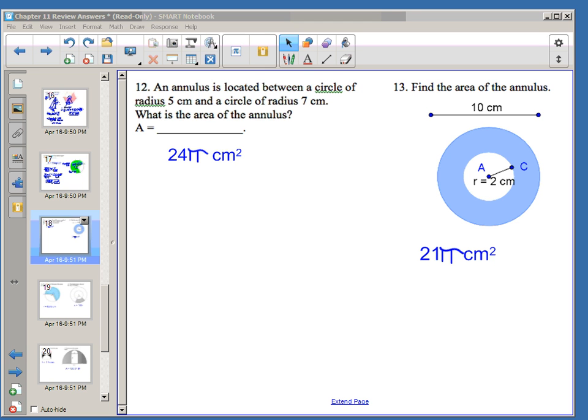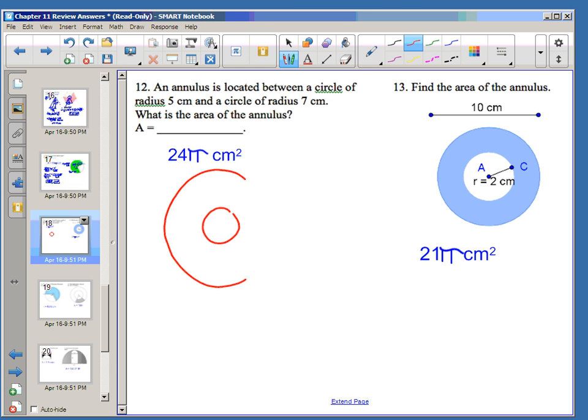All right, moving on to page 3 of the review packet. We are just about through this. So number 12 says an annulus is located between a circle of radius 5 centimeters and a circle of radius 7 centimeters. What is the area of the annulus? So remember, an annulus is kind of that tire shape.